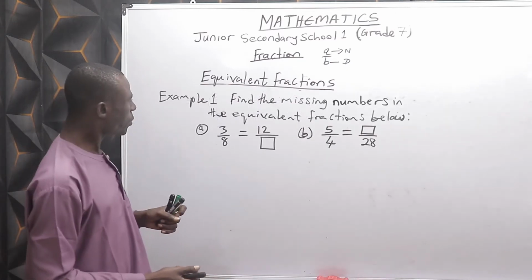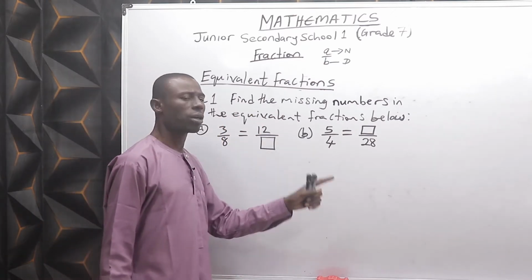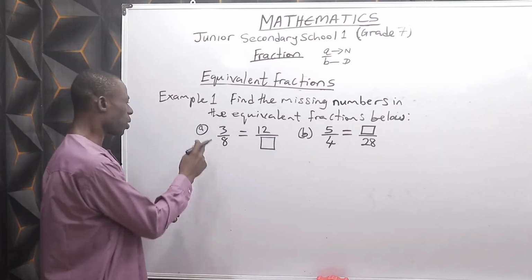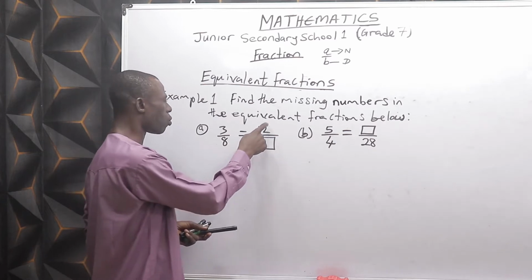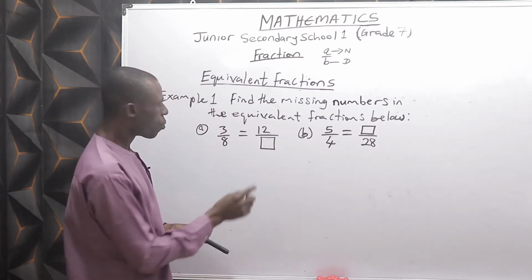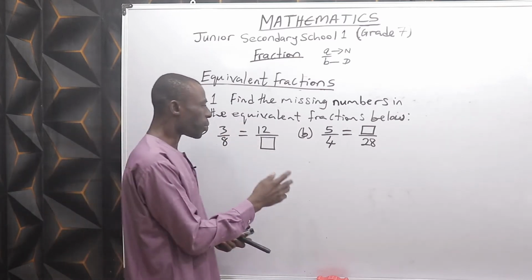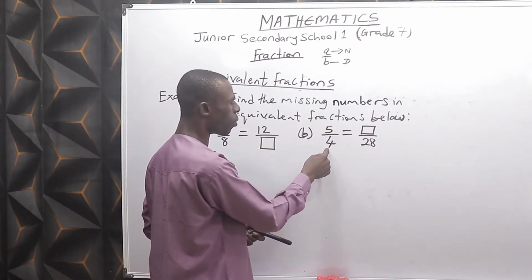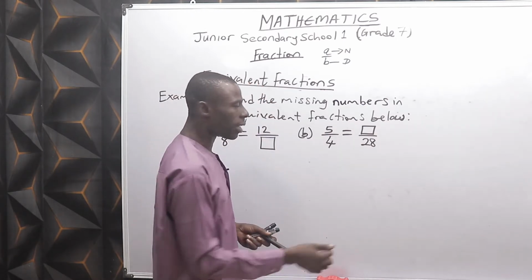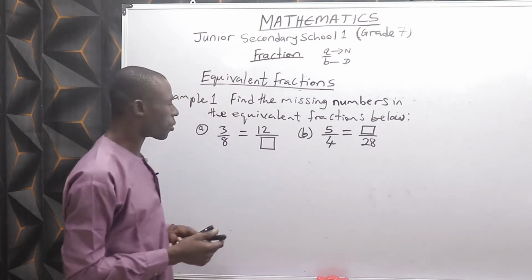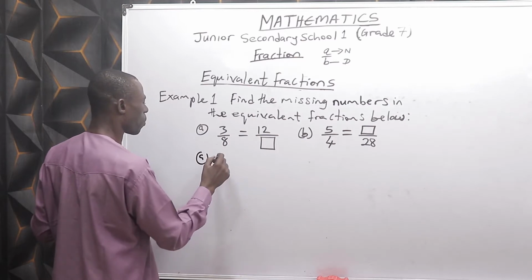Example 1. Find the missing numbers in the equivalent fractions below. Question A. 3 over 8 is equivalent to 12 over this box. We have to find what should be inside this box. Question B. 5 over 4 is equivalent to this box over 28. We have to find what goes into the box. So let's start from A.